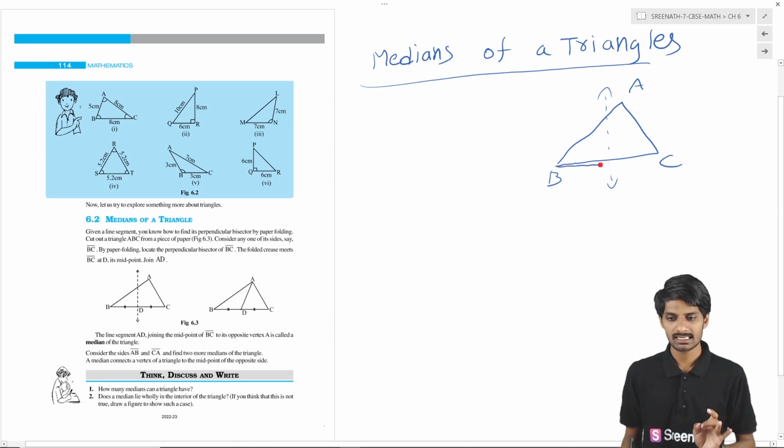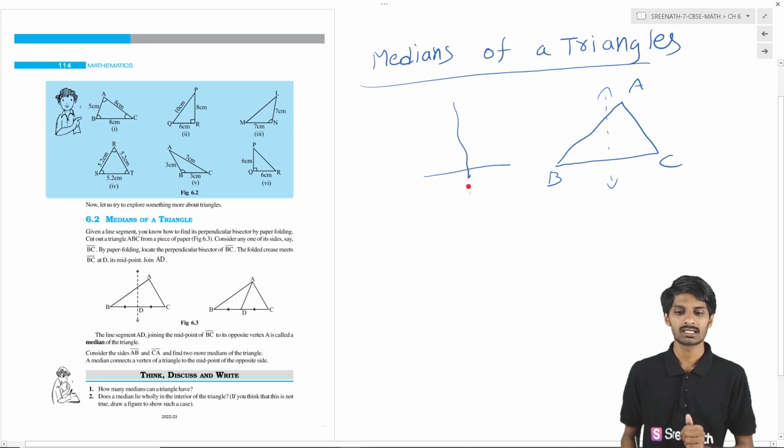So if you take this side, BC side, and you have to draw the perpendicular bisector to this side, students. So what is the perpendicular bisector? It means it is perpendicular to this line. So it will look like this. What is the perpendicular line to this line? So this is the perpendicular line to this line, and this is also the perpendicular line to this side, students.